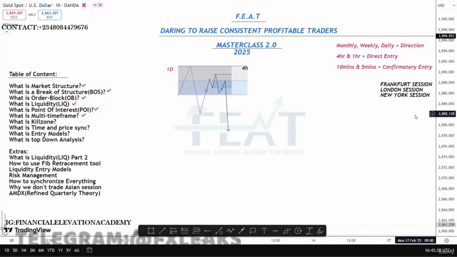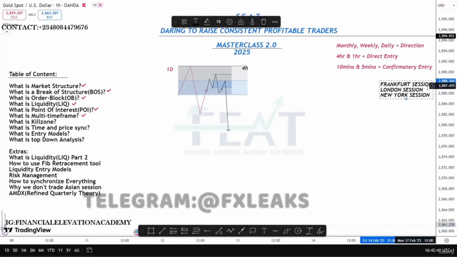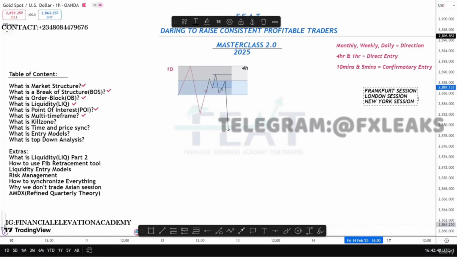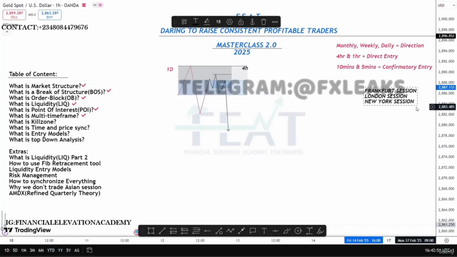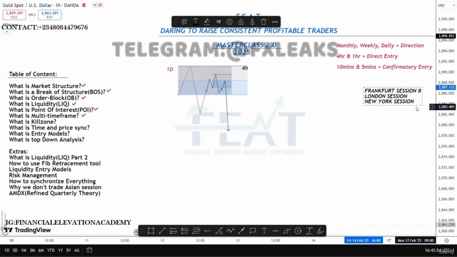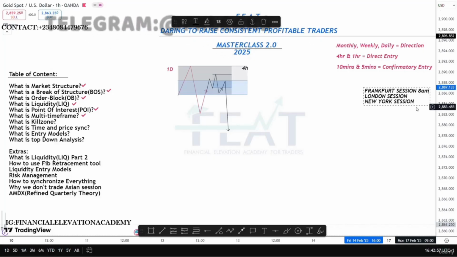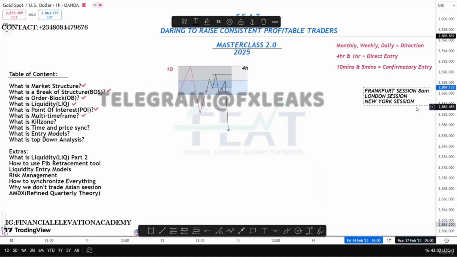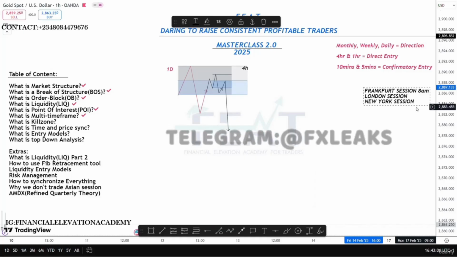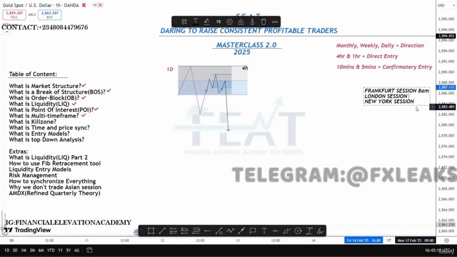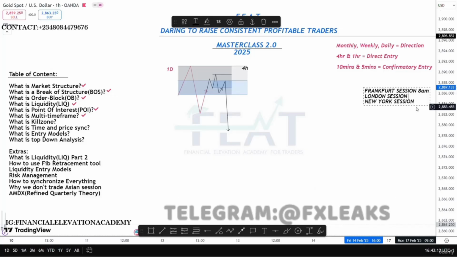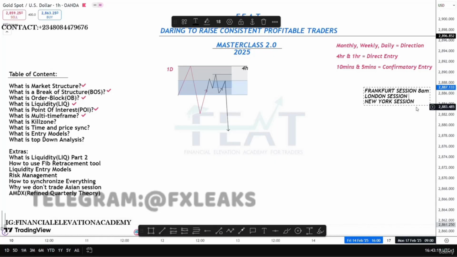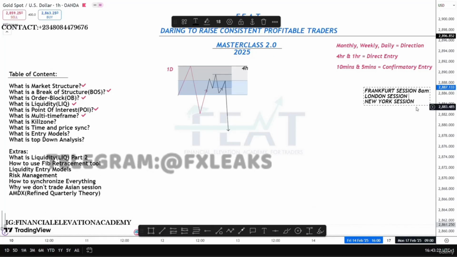Hence, in my local time, for Frankfurt, it opens, let's say, 8 a.m. So the Killzone for Frankfurt will be 7 a.m., and 1 hour after the opening will be 9 a.m. Now London currently opens in my local time at 9 a.m. So the Killzone for London is 8 a.m., and 1 hour after the opening of London is 10 a.m.